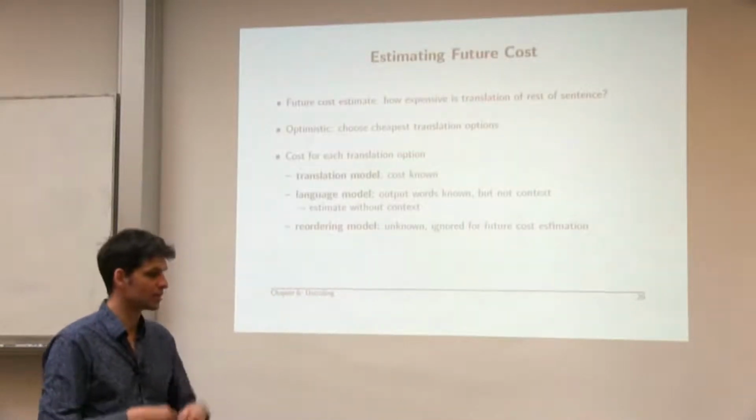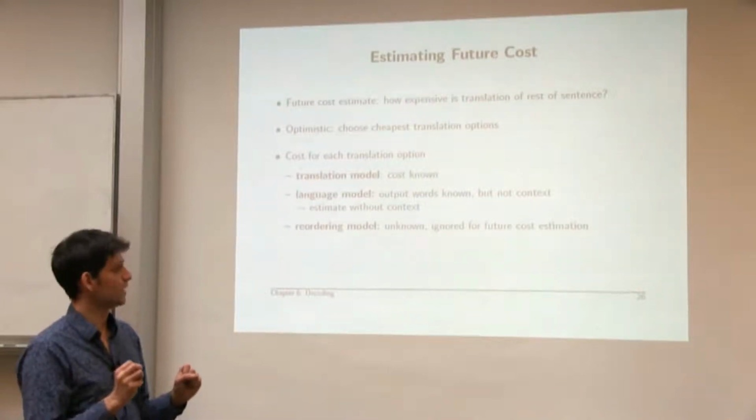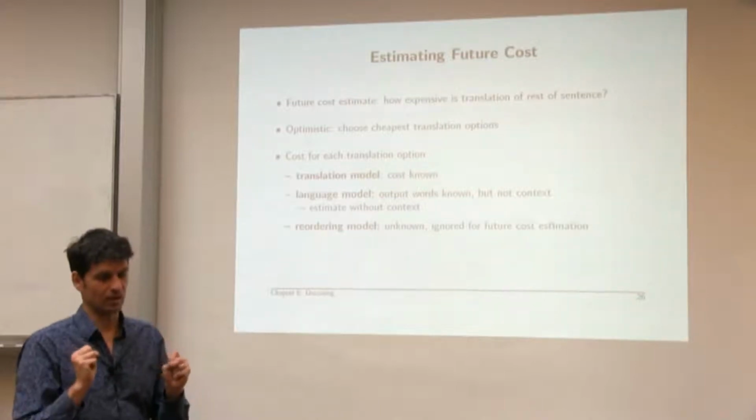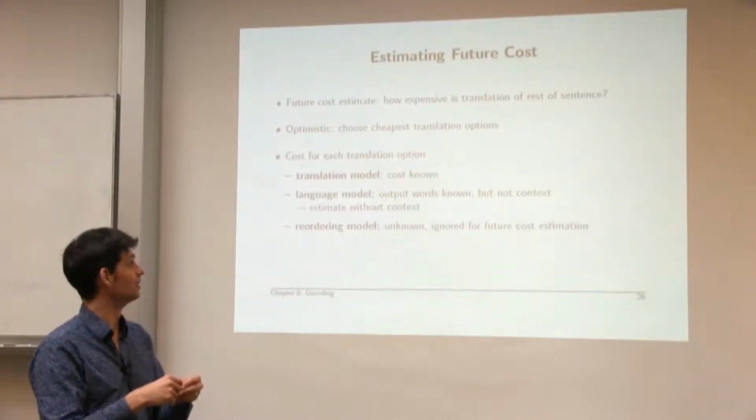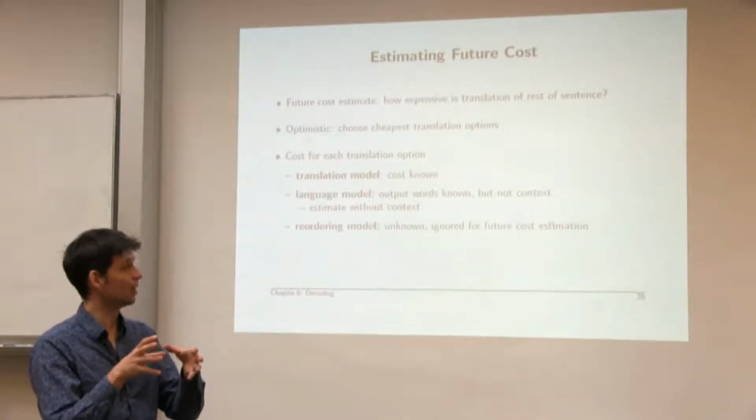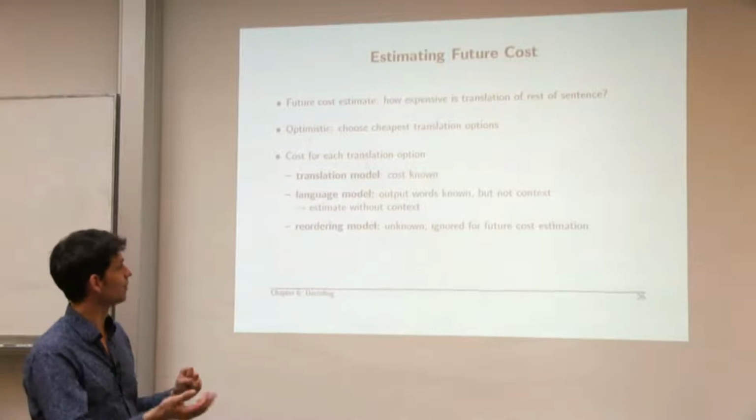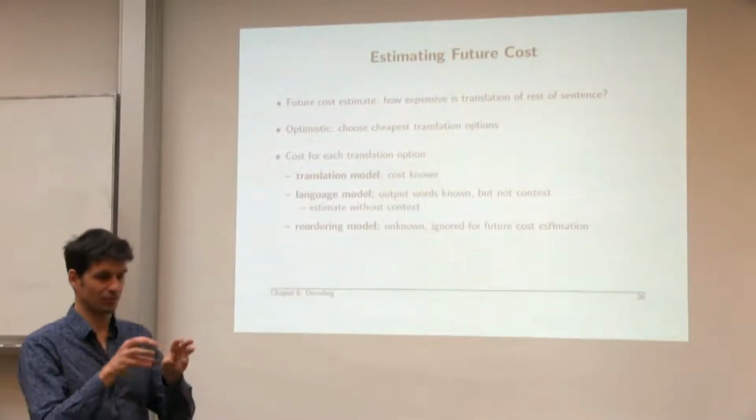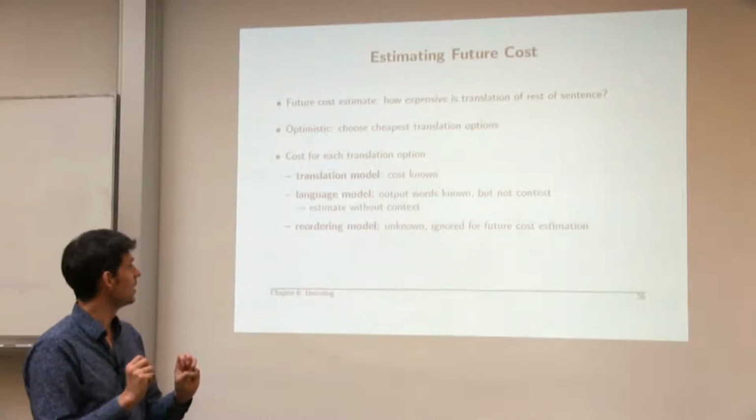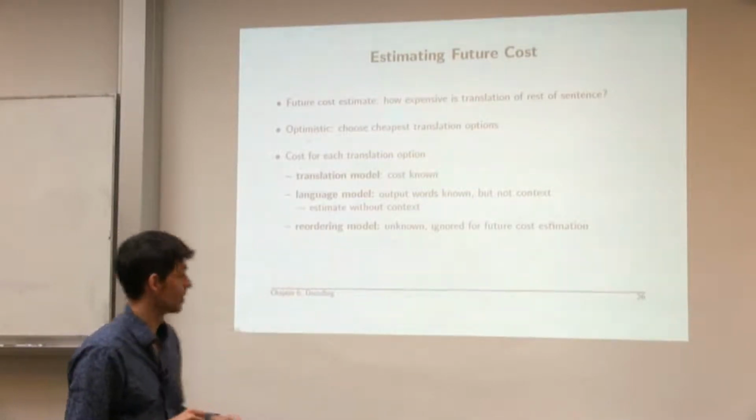So to estimate the future cost, we will consider only the cost of the translation of the words, so phrase translation probabilities. For the language model, we will consider only the production of the output phrases within the puzzle pieces and not on their boundaries. And for the reordering model, we just ignore that in the future cost estimation.